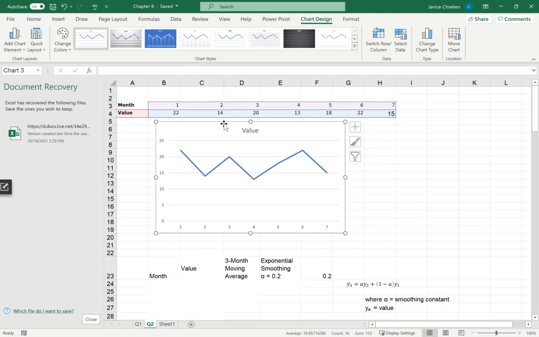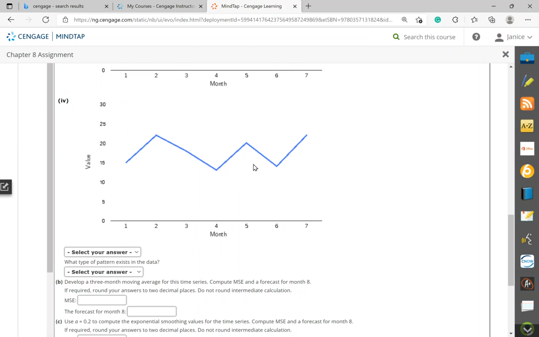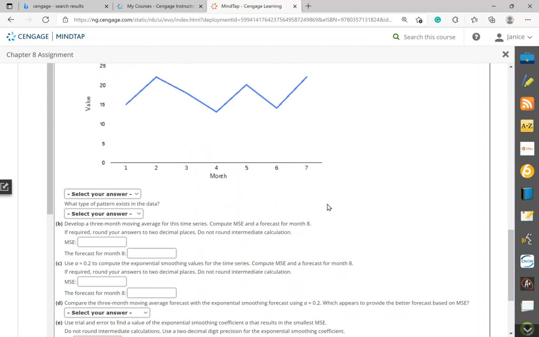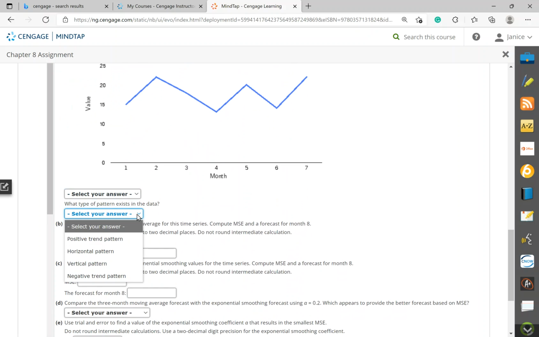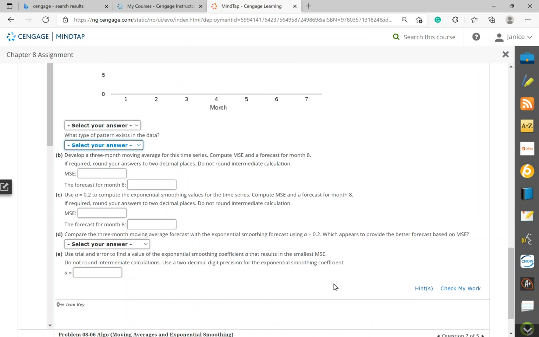Then I need to refer back to my reading and see which of these charts is the same as mine. And then I need to say what pattern exists. And you should have read about this in the chapter and should be able to answer that question fairly easily.